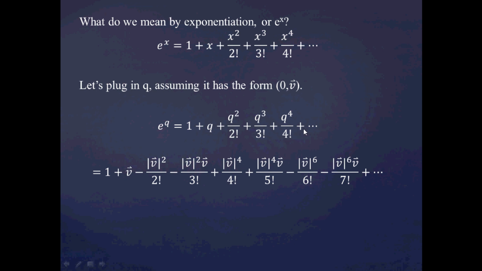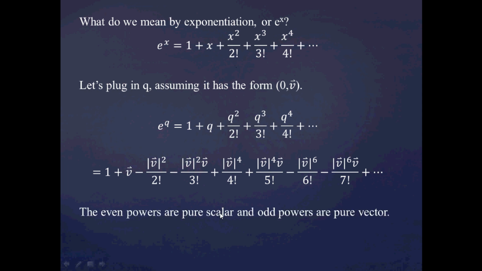Then if I continue, I'm going to find that q to the fifth is just that thing, the length of v to the fourth power times v. And I continue on, q to the sixth is going to be the negative length of v to the sixth power. And then hopefully you can see the pattern by this point. And then in the denominator, I just have n factorial. Here I have 0 factorial, here I have 1 factorial, here I have 2 factorial, 3, 4, and so on. Just making that substitution right into the power series for exponentiation.